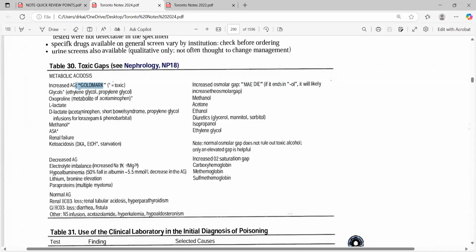Mainly the glycols, oxoproline, lactate, methanol, aspirin, renal failure, and ketoacidosis can cause an increased anion gap. A decreased one mainly comes with electrolyte disturbance and lithium. Then the normal anion gap is basically with bicarbonate problems.